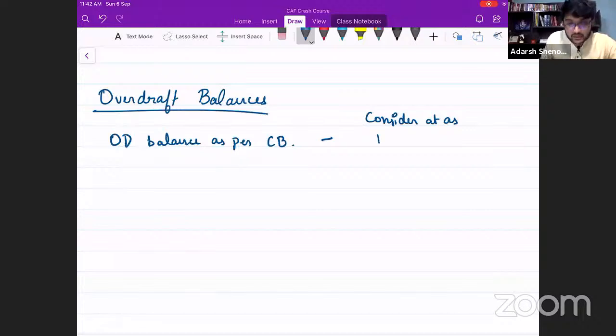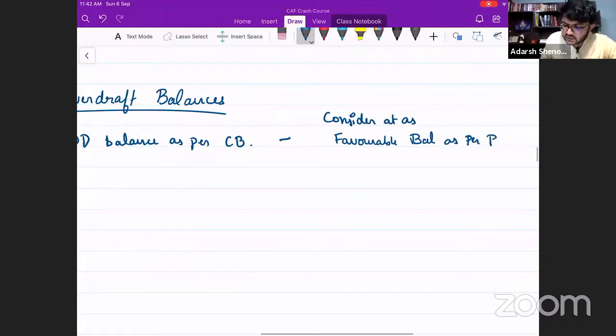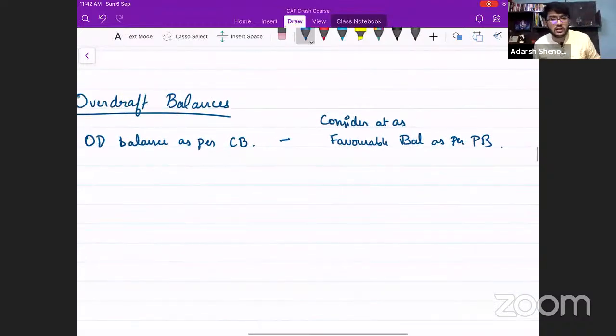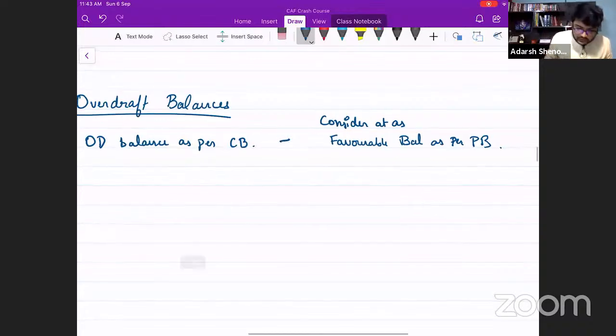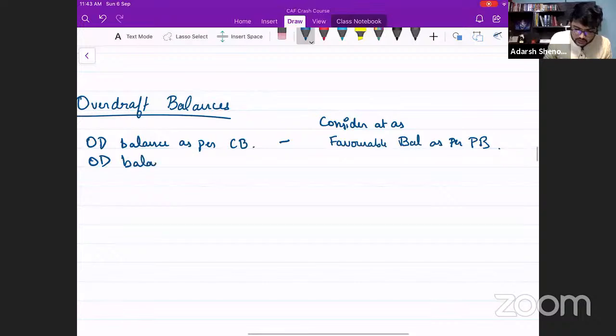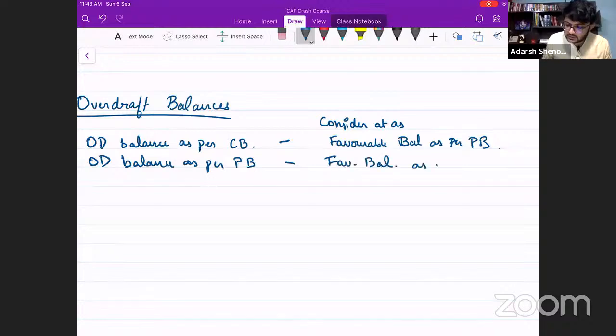We will consider it as positive balance or favorable balance as per PB. Makes our life very easy, right? When you do it like this, consider it as favorable balance as per passbook. If it is OD balance as per PB, what should I consider it as? I should consider it as favorable balance as per cash book. Favorable balance as per cash book. So this makes our life very easy.